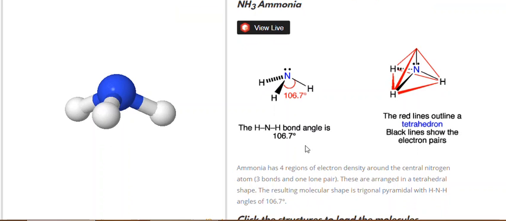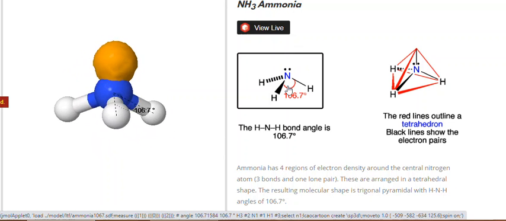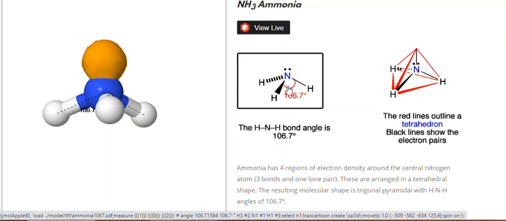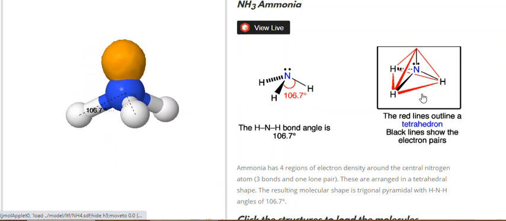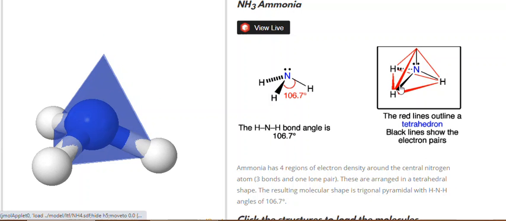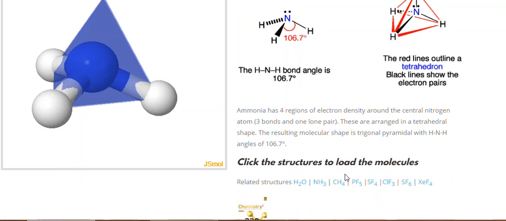While methane is tetrahedral, this is trigonal pyramidal. You can see it is a triangle shape, and the angle between hydrogen, nitrogen and hydrogen is 106.7 degrees, as you can see in the revolving picture. The red lines outline the tetrahedron, while the black lines show the electron pairs.